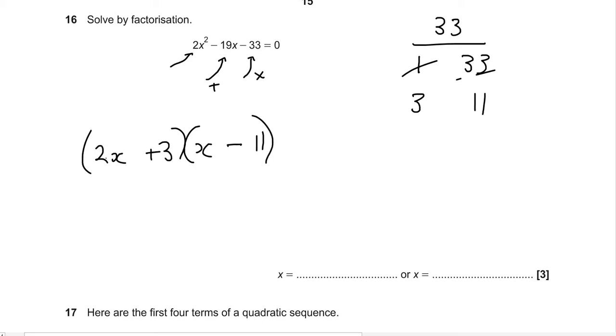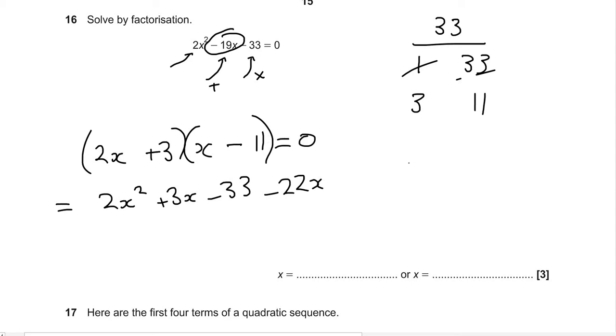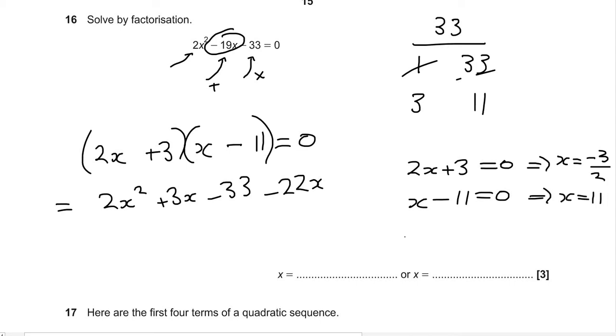If we try it, because 2 times minus 11 is minus 22, add 3x, we get this minus 19x, which is what we wanted. And if we try expanding this out, we get 2x squared plus 3x minus 33 minus 22x. And that is what we wanted. Going back to these brackets, this tells us that 2x plus 3 equals 0 and x minus 11 equals 0. So this implies x equals minus 3 over 2, and this one implies that x equals 11. So minus 3 over 2 and 11.